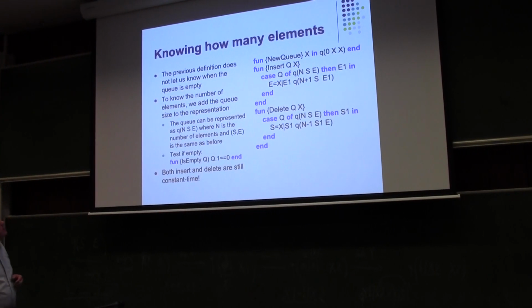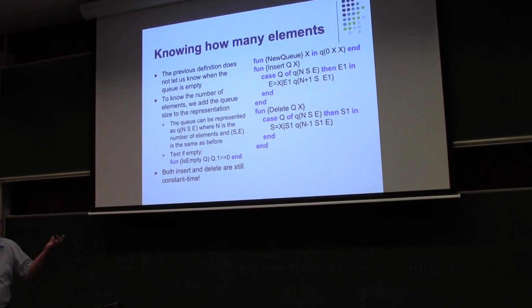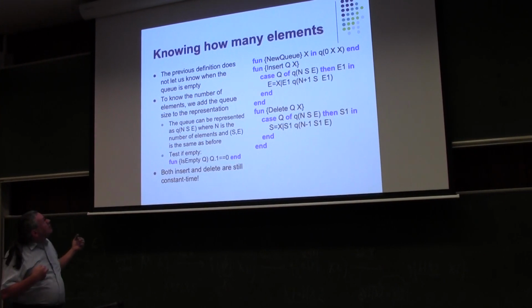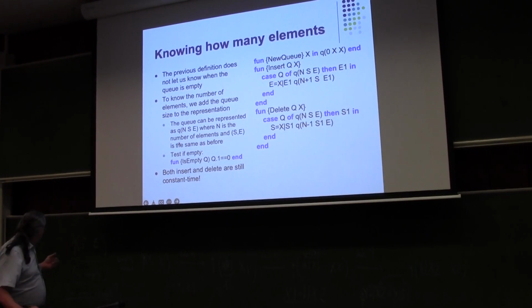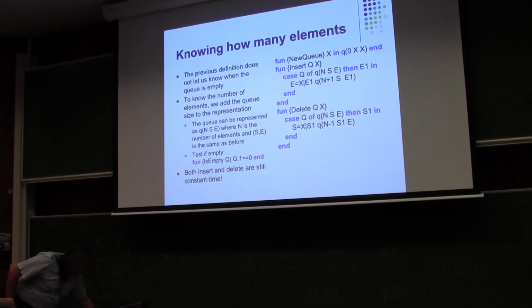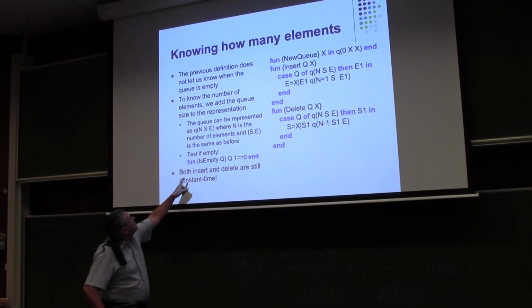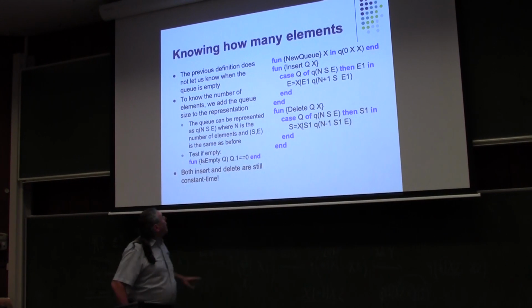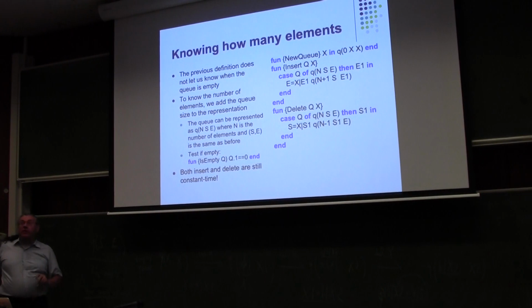Okay? So the previous definition does not let us know when the queue is empty. Maybe we want to test when it's empty. To know the number of elements, we have to add the size, a number, to the representation. So we will represent it as a triple then: N, which is the number of elements, and SE, which is a difference list, like before. And then it's very easy to test if it's empty. You just do q.1, is it equal to 0? Is n equal to 0? So this one will always be a number, an integer.